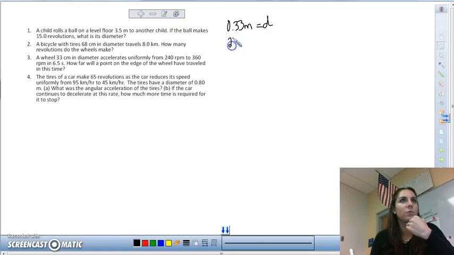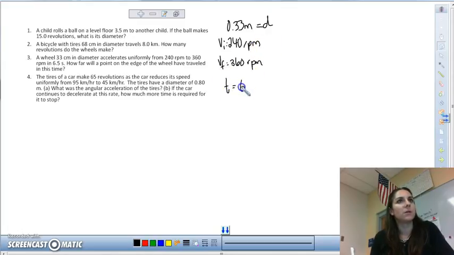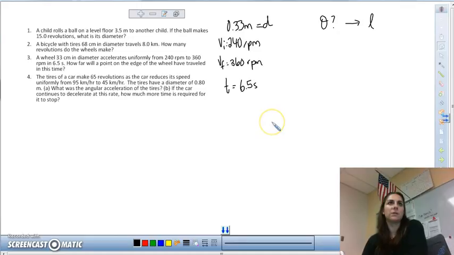We go from 240, so that's our initial RPMs, and our final is 360 RPMs. And we do this in 6.5 seconds. I don't know where I got the time from. How far did this travel over that time? So essentially, we're looking for theta, and then we can go into the length of that. So let's calculate these things.